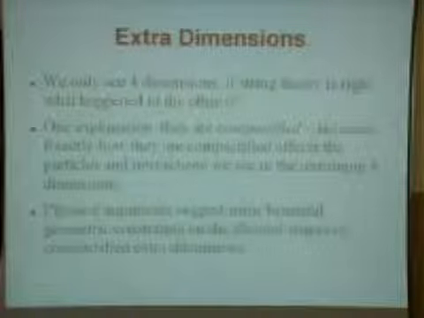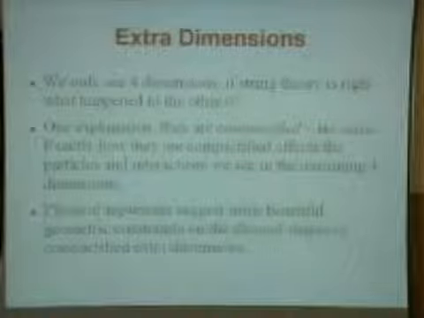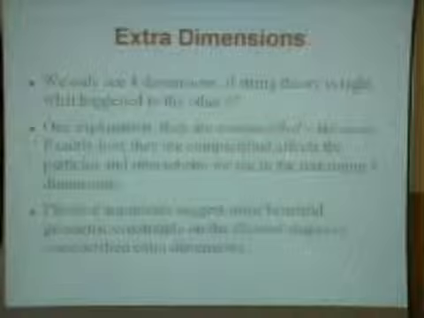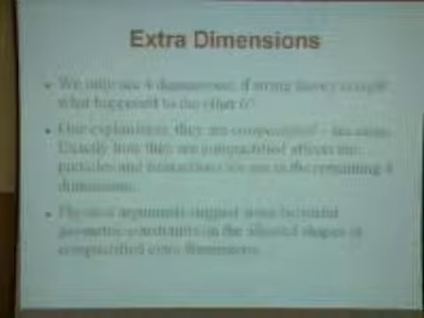So we only see 4 dimensions if string theory is right. What happened to the other 6? Compactified is one answer. So that means they're really small and like circles. Exactly how they're compactified affects the particles and interactions we see in the remaining 4 dimensions. Physical arguments suggest beautiful geometric constraints on the allowed shapes of the compactified extra dimensions.